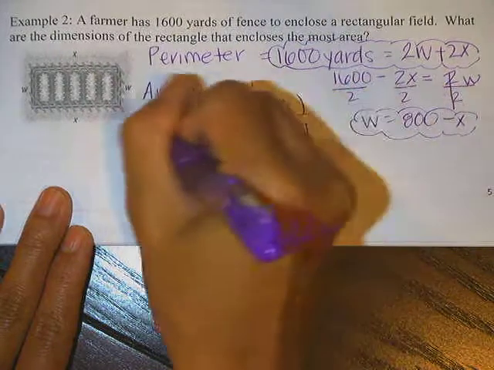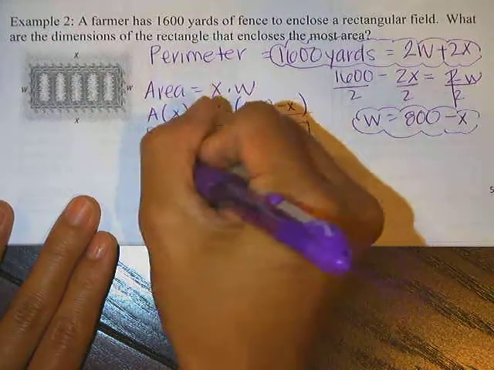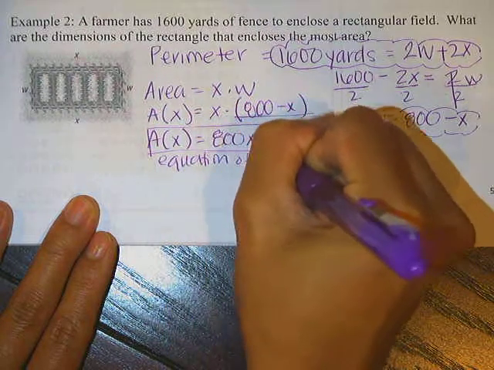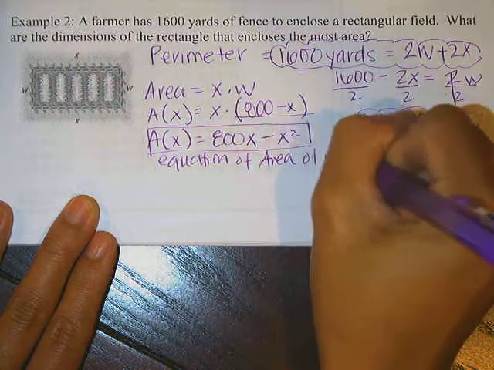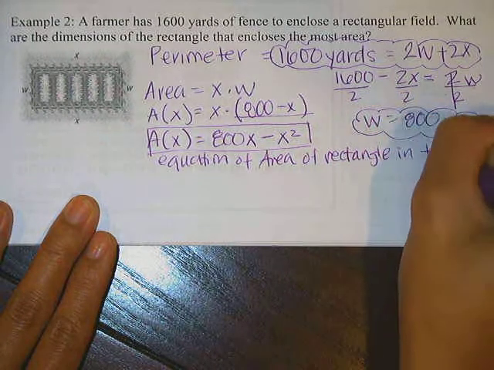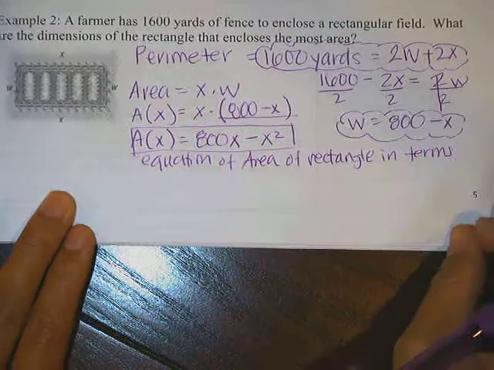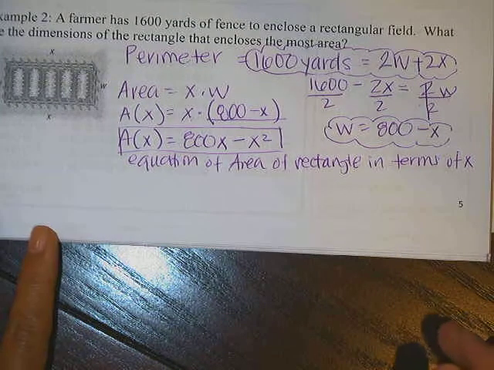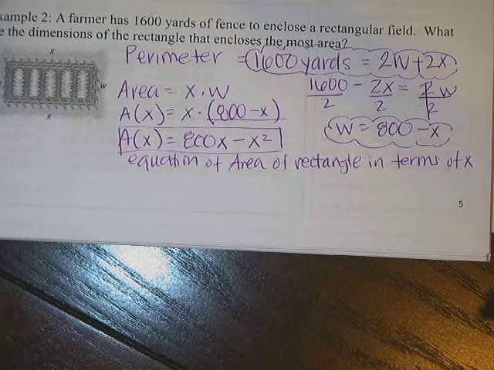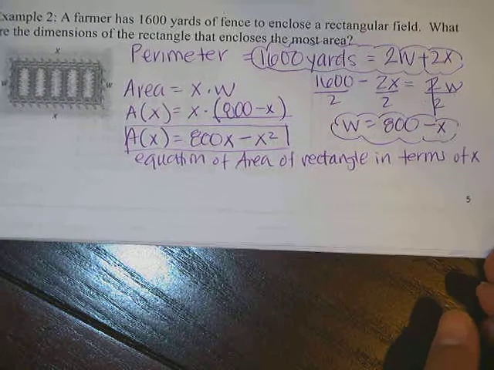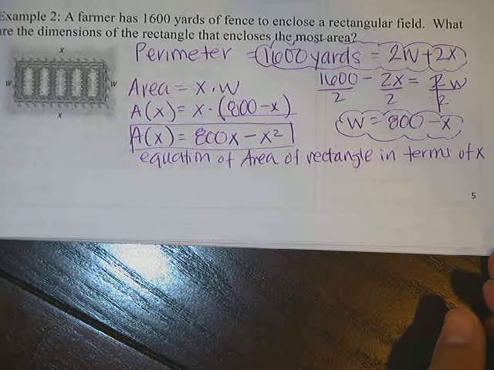So this equation right here is the equation of the area of the rectangle in terms of x, okay? So from here, you can do it by hand first. I want the largest area. That means I'm going to have to find the vertex, okay?